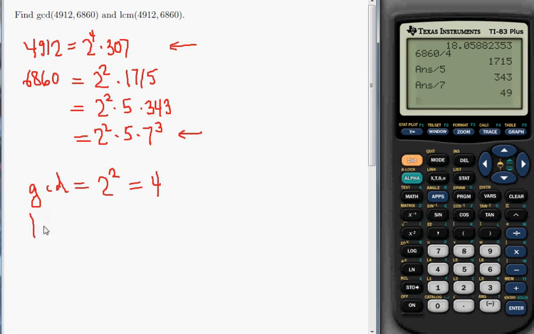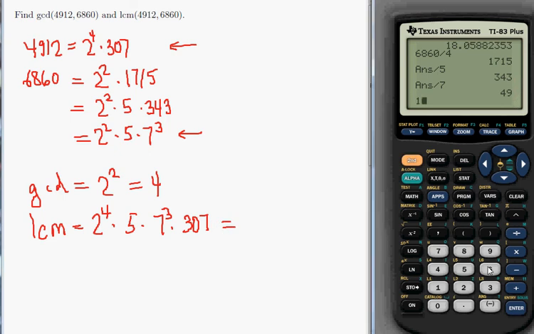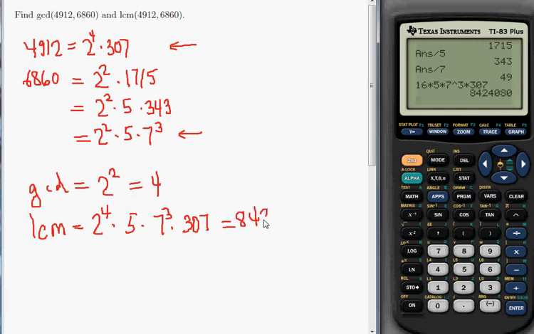The least common multiple will be, well, let's take all the prime powers, 2 and 5 and 7 and 307. And that will be equal to, this time I'll take the highest powers. So 2 to the 4th, 5 to the 1st, 7 to the 3rd, and 307 to the 1st. So 16 times 5 times 7 to the 3rd power times 307 gives us this big number, 8,424,080. So 8,424,080 will be the least common multiple.